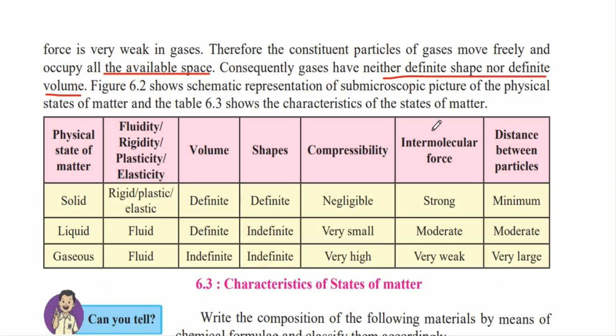Now let us see this table that shows the characteristics of the states of matter. So there are three states of matter: solid, liquid and gaseous. We have to classify them based on fluidity, rigidity, plasticity and elasticity. So what do these terms mean?